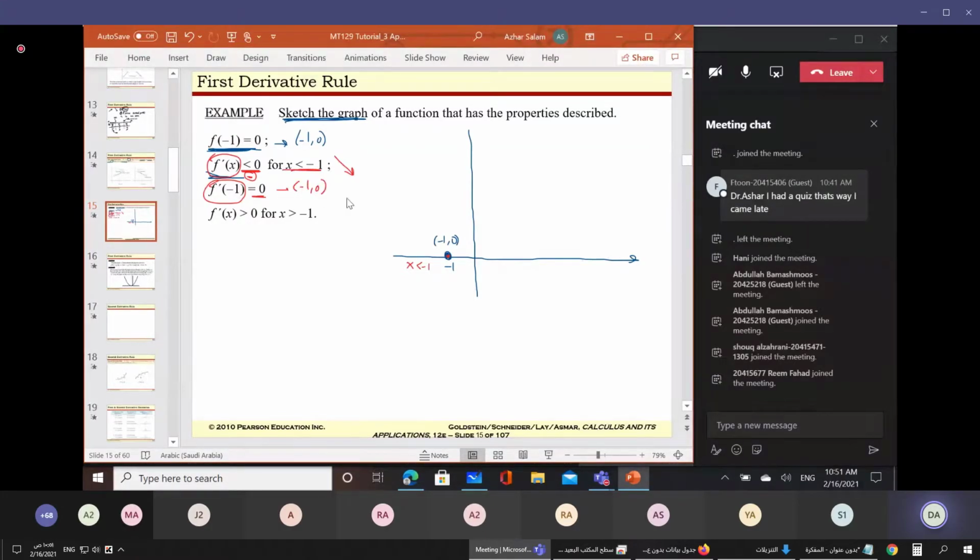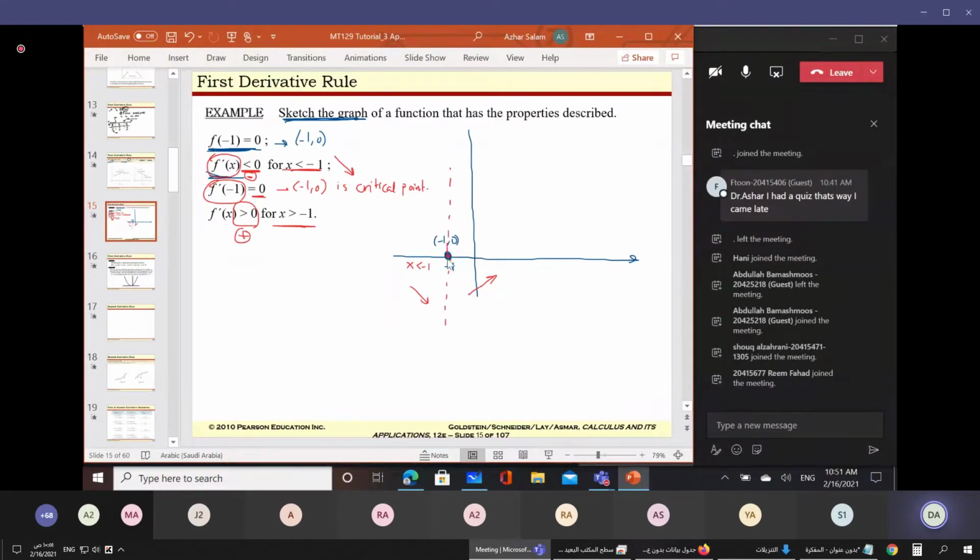-1 and 0 is a critical point. It could be a maximum or minimum, or neither. If it's decreasing here and increasing here, this will be a minimum. Here f dash of x is positive for x greater than -1, which means from -1 until infinity. So it will be increasing from -1 to infinity.